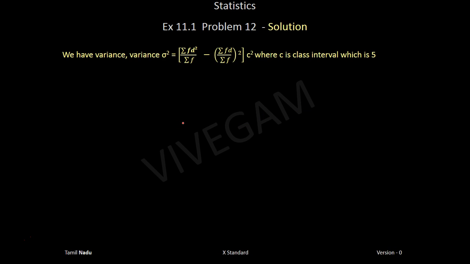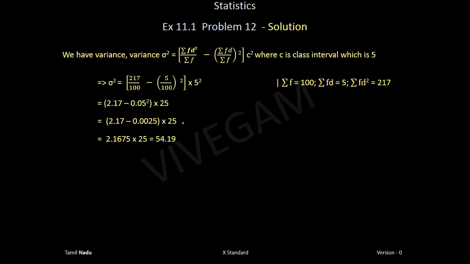So let's go ahead and do the calculation, right? It's worked out here. So the formula is given, and you substitute all these values. Sigma F is 100, sigma FD square is 217, sigma FD is 5. So substituting that, you'll get variance sigma square equal to 217 by 100 minus sigma FD, that is 5 divided by sigma F, that is 100, whole square, into C square. C is 5, so that is 5 square, that becomes 25 here.